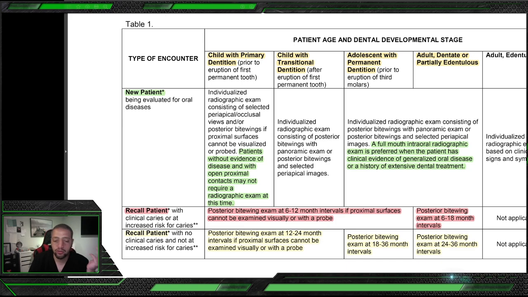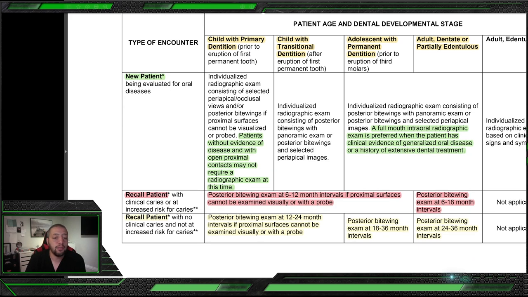Again, if it's an open contact, you don't do this. And this applies for a child with transitional dentition or before the eruption of the eighth. And if the adult is dentate or partially edentulous, posterior bite-wing exam at a 6 to 18 month interval. So again, it's 6 to 18, and here it's 6 to 12. We're going to explain where this number is coming from. And then if he has no clinical risk, posterior bite-wing exam at a 12 to 24 month interval, and if the proximal surface cannot be examined visually, posterior bite-wing exam at 18 to 36 months.